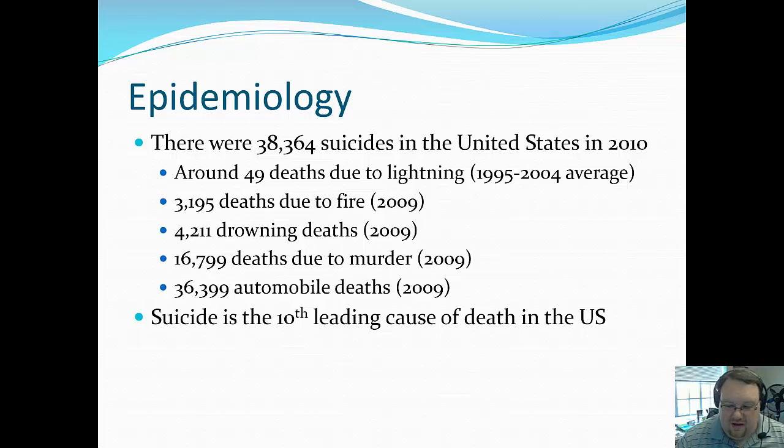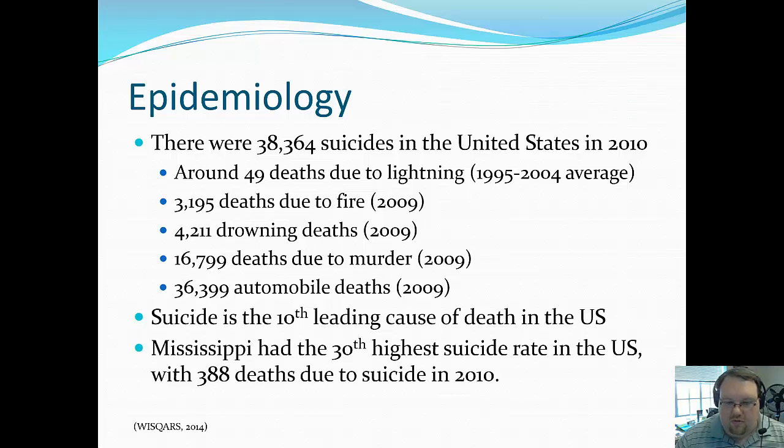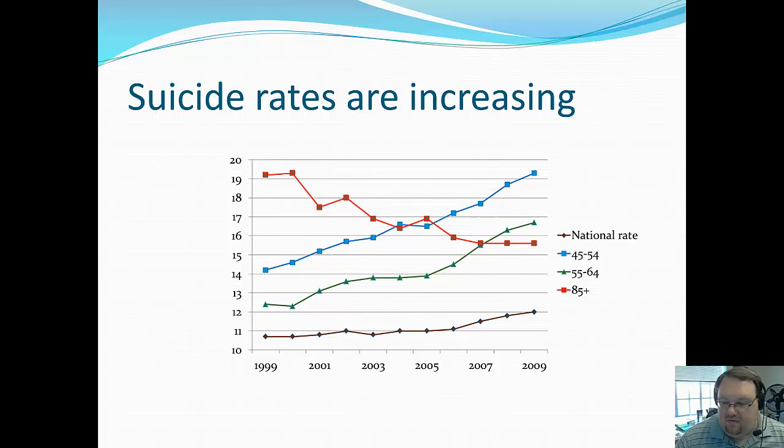It's actually the 10th leading cause of death in the United States. For Mississippi, we're right in the middle as far as suicide rates. We had the 30th highest suicide rate, and in 2010 we had 388 individuals die by suicide. So it's a problem in Mississippi, it's a problem everywhere. It's something that we need to continue working on, because unfortunately the suicide rate continues to increase. So down here you see the overall national suicide rate, and you can see over the last several years we've had this increase in the suicide rate, whereas it had been stable for quite a few years, but now we're really seeing this increase.